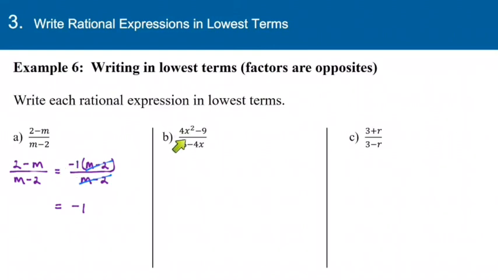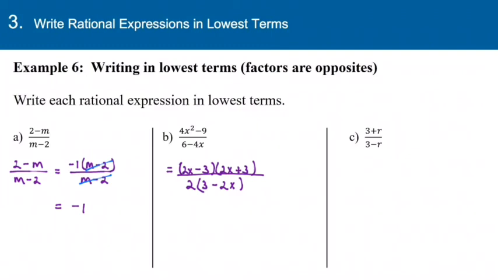Okay, let's try part B. We have 4x squared minus 9 all over 6 minus 4x. Notice that 4x squared minus 9 is a difference of squares. So that can be factored as 2x minus 3 times 2x plus 3. In the bottom, we do not have a difference of squares, but we do have a GCF of 2. Notice that both of these numbers are multiples of 2. So if we factor out the 2, or in other words, undistribute the 2, we would then have 3 minus 2x in the parentheses.